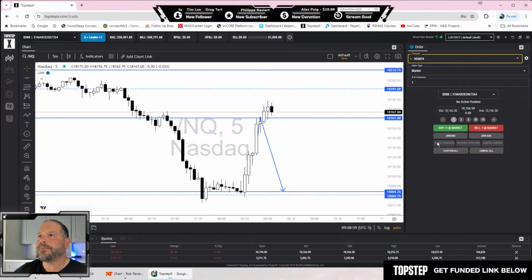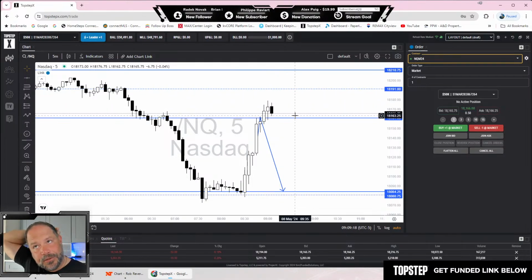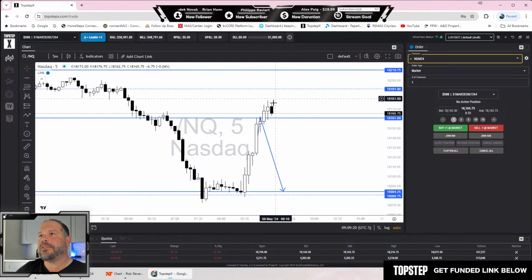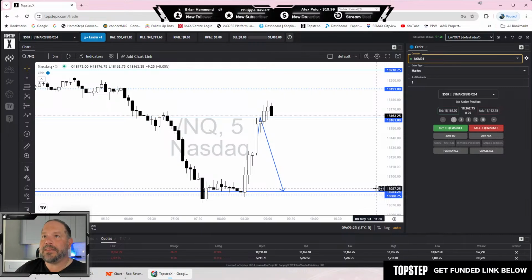Right there. Okay, so we got to this level and didn't really respect it very well. This is where your stop loss would be at. So we'll see if we get a rejection here or not. But again, this was just too big of a gap. If you guys remember what I said earlier, just too big of a gap for me to find this to be a tradable short, at least in my opinion.